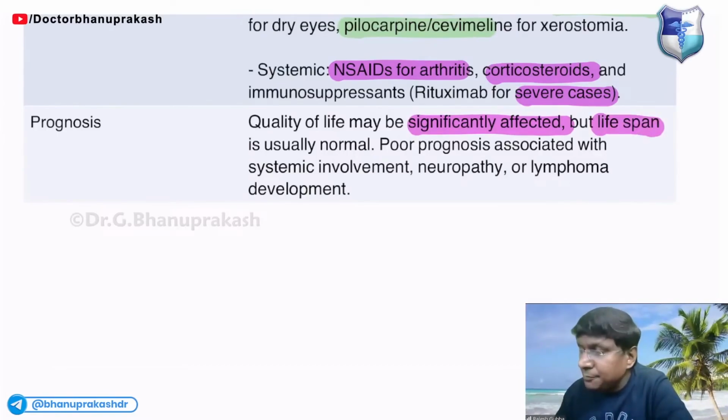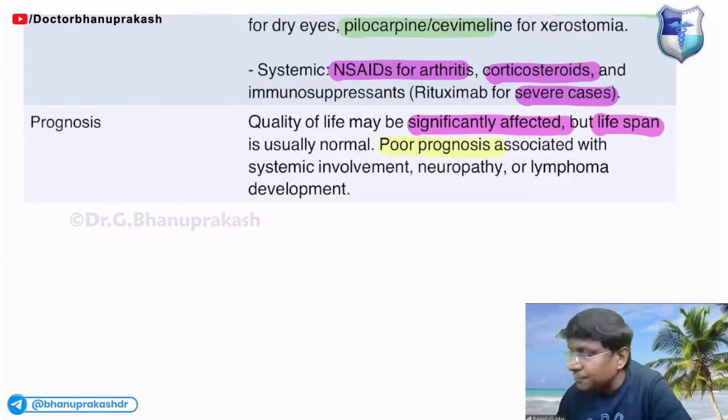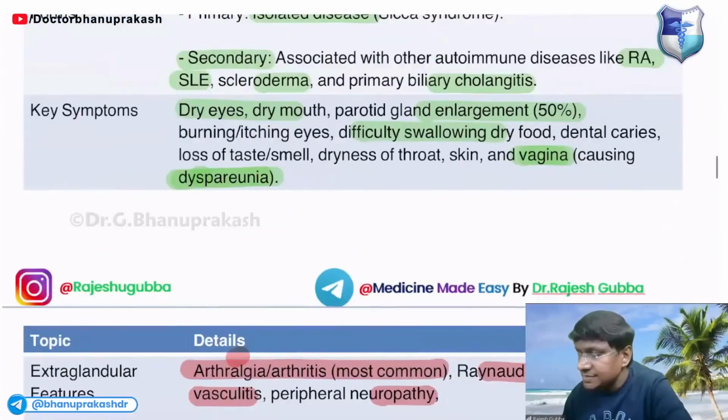But when will you have the poor prognosis? If there is systemic involvement, then the individual will have poor prognosis. And if there is lymphoma involvement also, then the individual can have the poor prognosis. Okay. So this is about the story related to Sjogren syndrome.